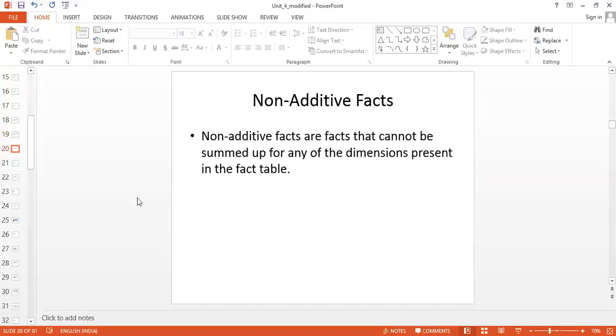The third type that we have is non-additive facts. Non-additive facts are the facts that cannot be summed up for any dimension present in the fact table. So examples could be temperatures, the weather temperatures.